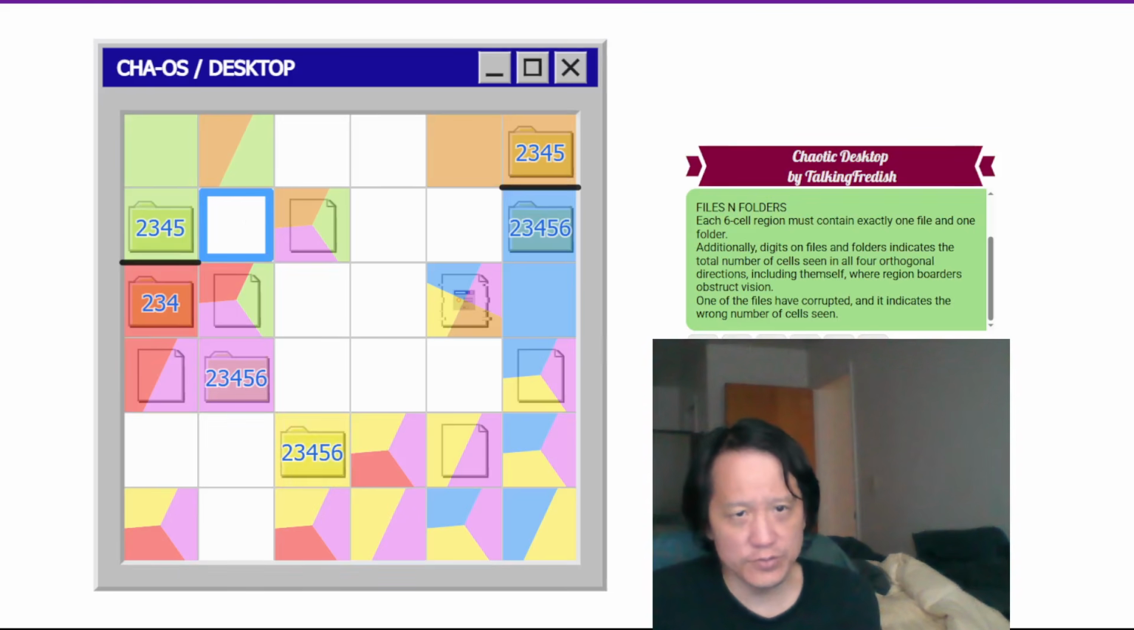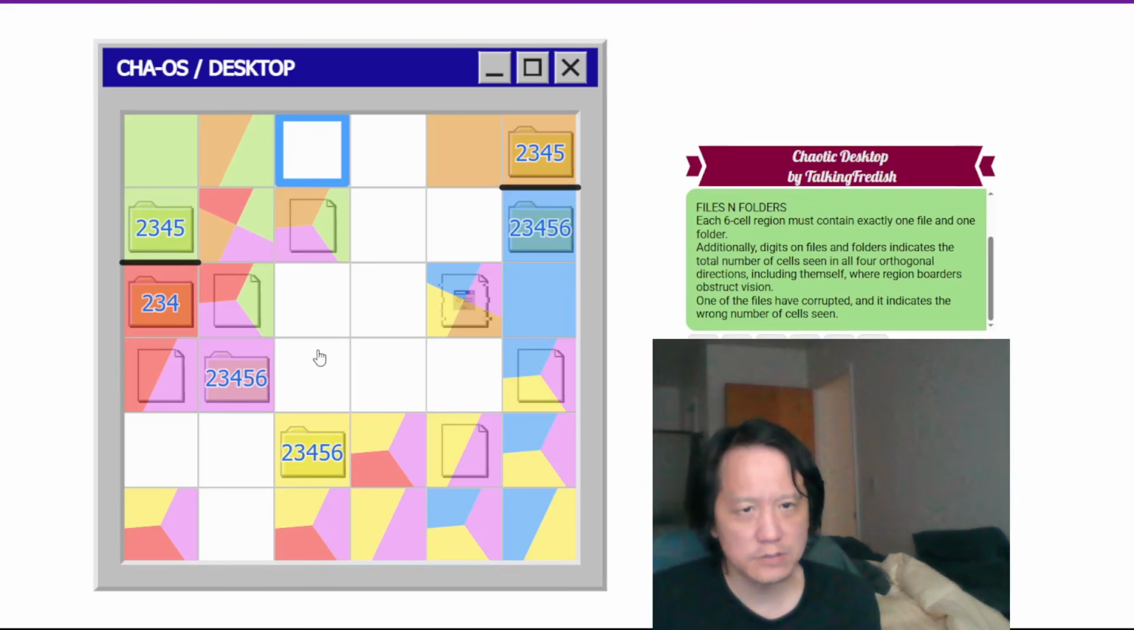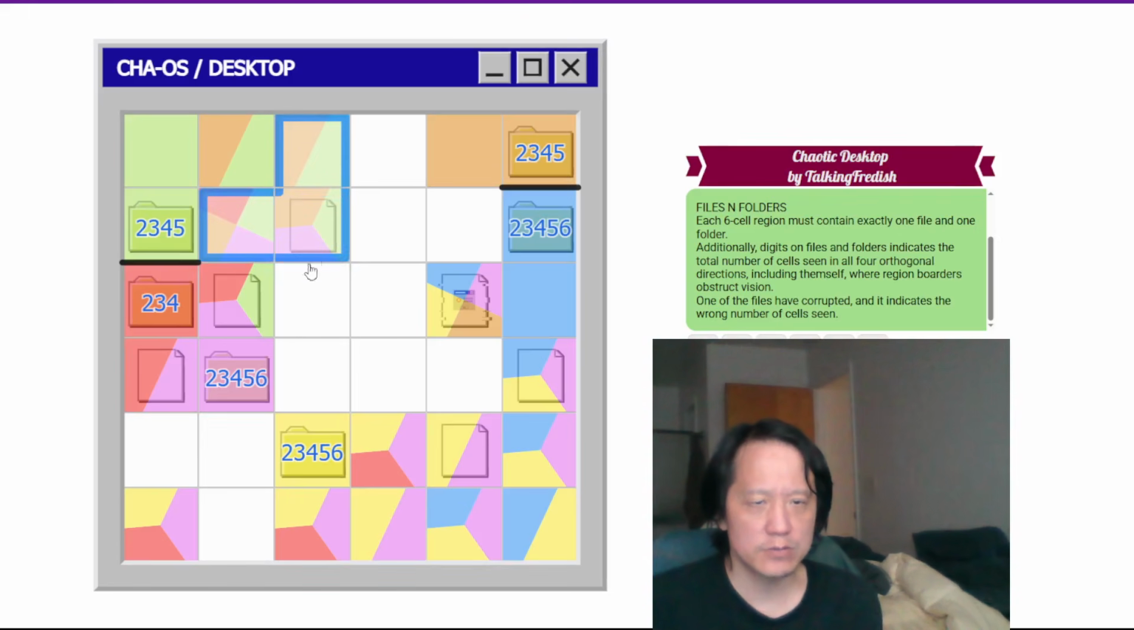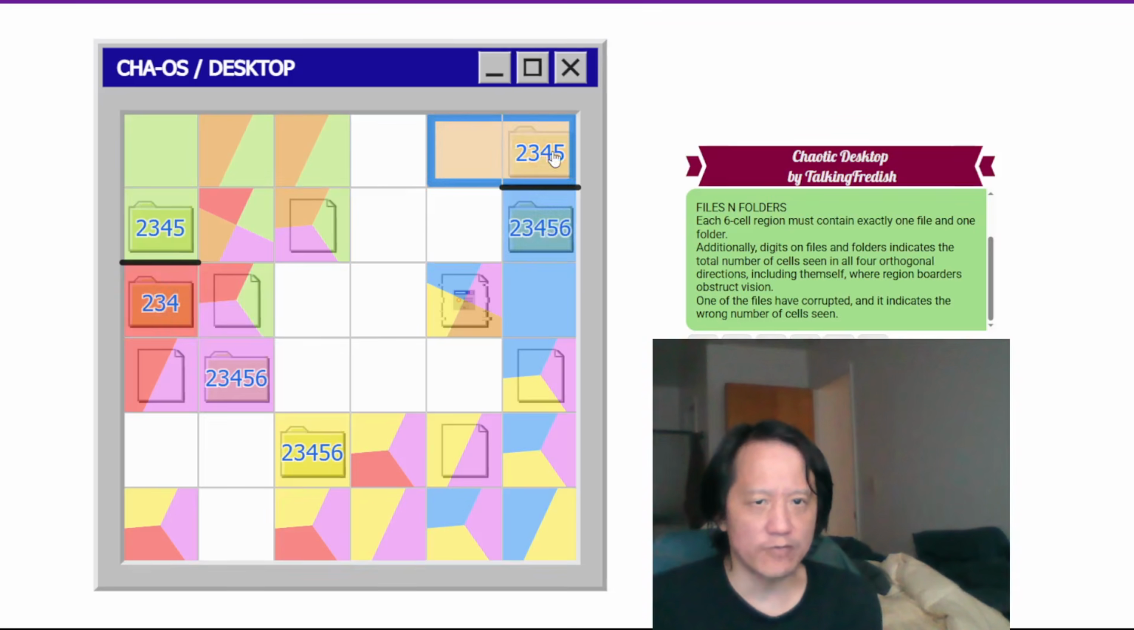So this could be green, obviously. It could be red, it could be pink, it could be orange. Can this ever be... It could obviously be green or orange. Can it be pink? Red can't reach here.